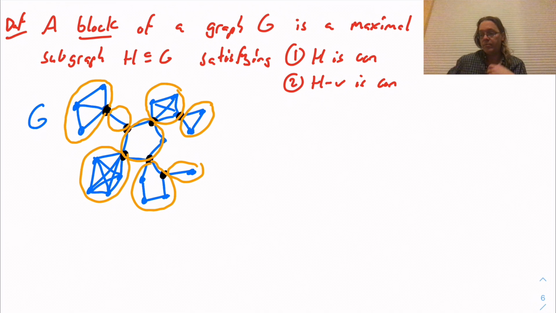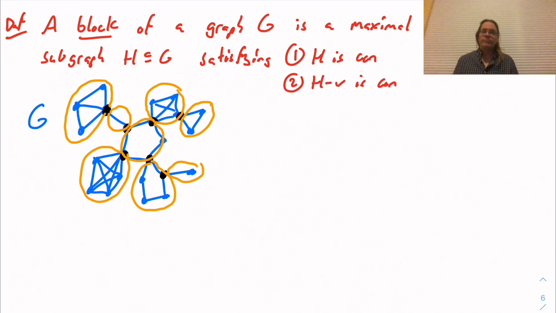So again, by definition, a block is a subgraph of a graph that is maximal, subject to being connected and having the property that it stays connected when you delete a vertex from it. When I'm talking about those two properties, I'm talking about the subgraph itself, not the original graph. A subgraph H of my graph G is a block if H is a maximal subgraph of G with the properties: 1, H is connected, and 2, H stays connected when you delete a vertex.